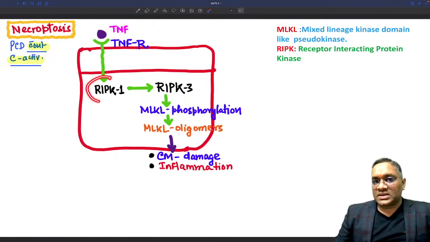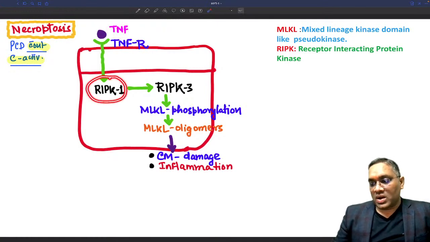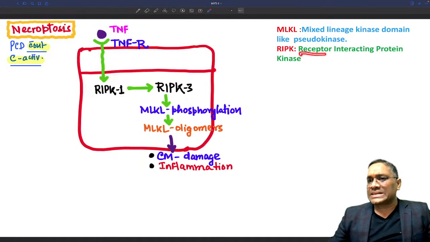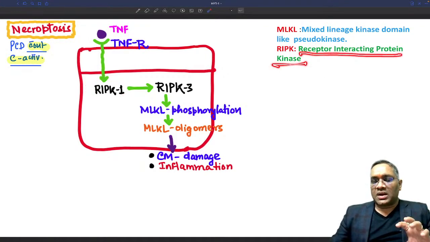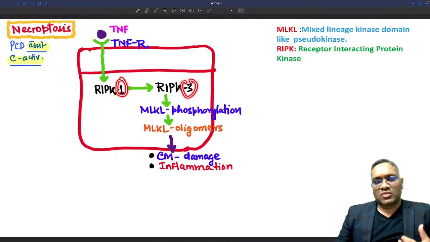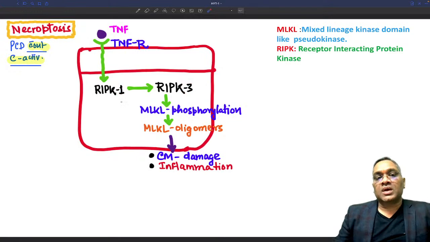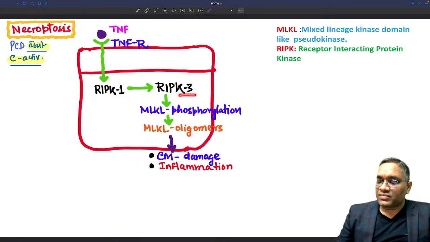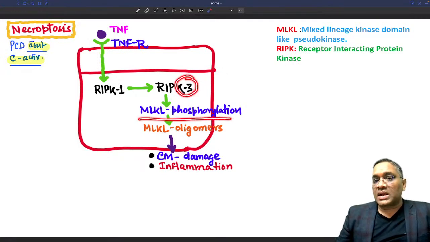When receptor and factor combine, they will go inside the cytoplasm and activate RIPK1. RIPK is receptor interacting protein kinase. So RIPK1 will come first, then RIPK3 will come. It's simple numerics, 1 and then after that 3. First RIPK1 will come, then it will invite RIPK3, and this RIPK3 is going to cause MLKL phosphorylation.